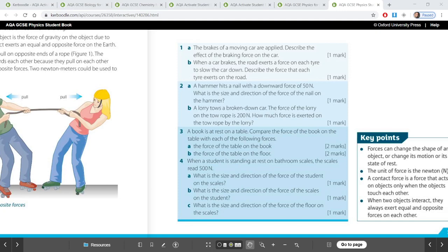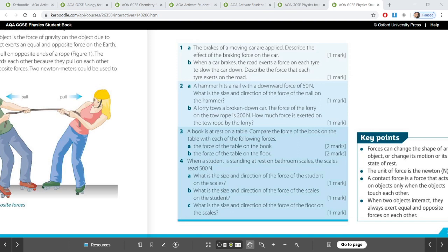So if it was travelling at a constant velocity before, you've now got an extra force acting against the direction of motion of the car. So if it was going from left to right, say, you've now got an extra force going from right to left. So the car is going to slow down.